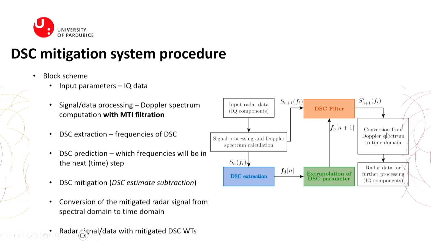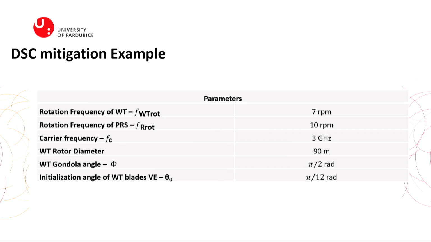After filtration we have the conversion of the mitigated radar signal from the spectral domain to the time domain, and it is done. And you can repeat these steps again and again, of course. There are some typical mitigation example parameters and results that I will show you on the next slide.